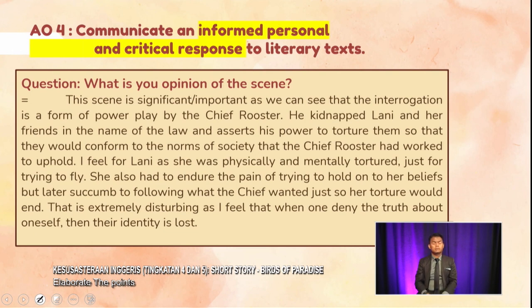I feel for Lani as she was physically and mentally tortured just for trying to fly. She also had to endure the pain of trying to hold on to her beliefs and later succumb to following what the chief wanted just so her torture would end. That is extremely disturbing, as I feel when one denies the truth of oneself, then their identity is lost.